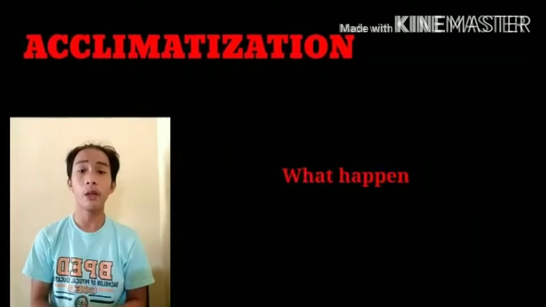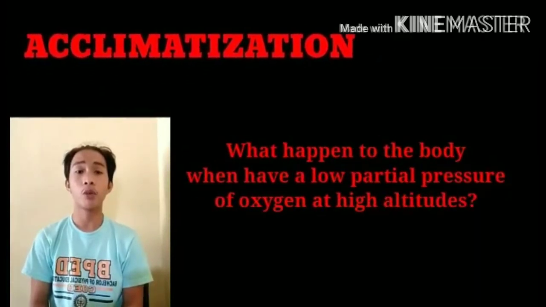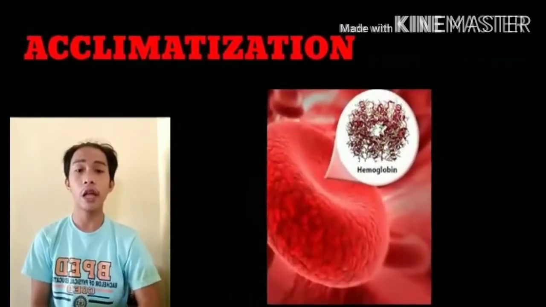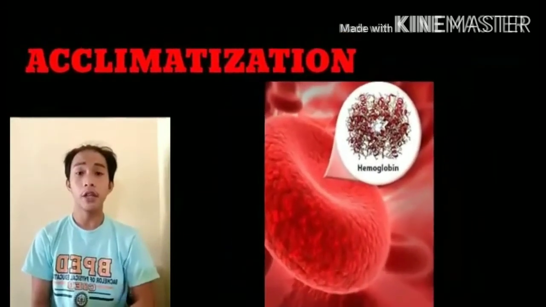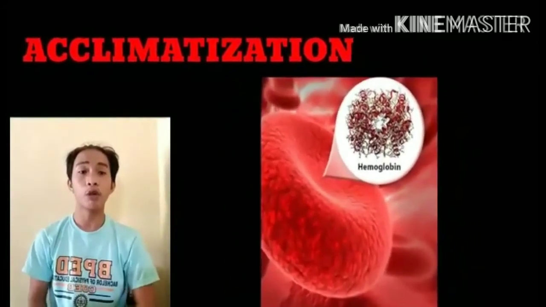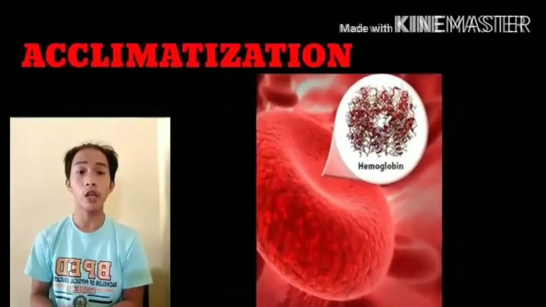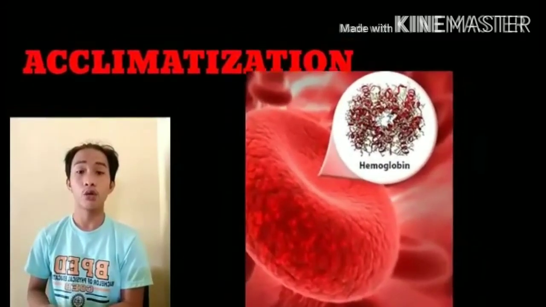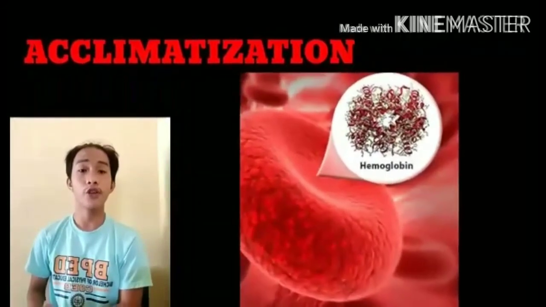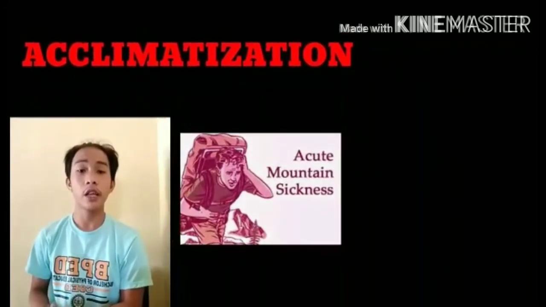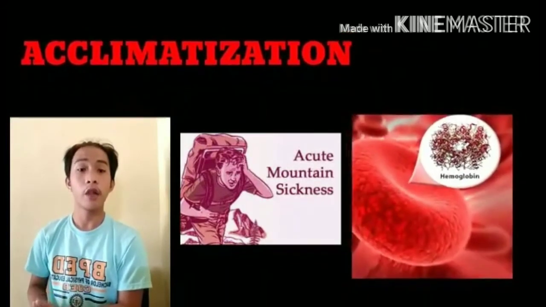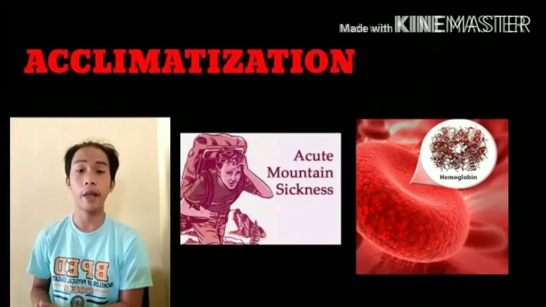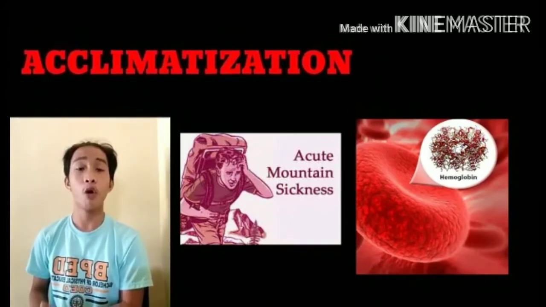What happens to the body when there is a low partial pressure of oxygen at high altitude? It results in a lower oxygen saturation level of hemoglobin in the blood. That's why acclimatization is important because it helps to adjust to the chronic exposure to high altitude. Once the body has adjusted to the lower partial pressure of oxygen and the body has acute mountain sickness, it causes a lower saturation level of hemoglobin in the blood. Not only that, it also affects the tissue levels of oxygen.